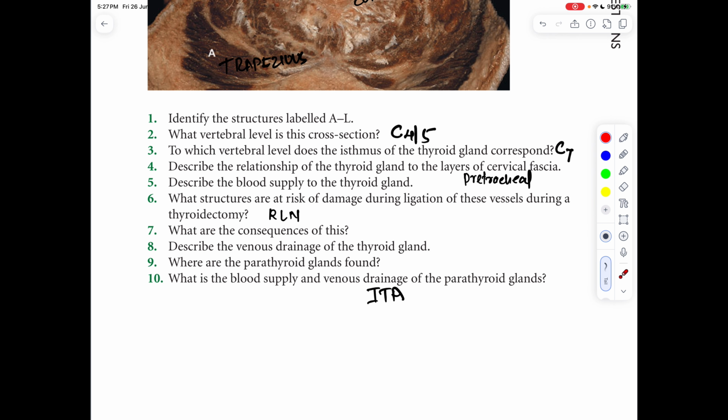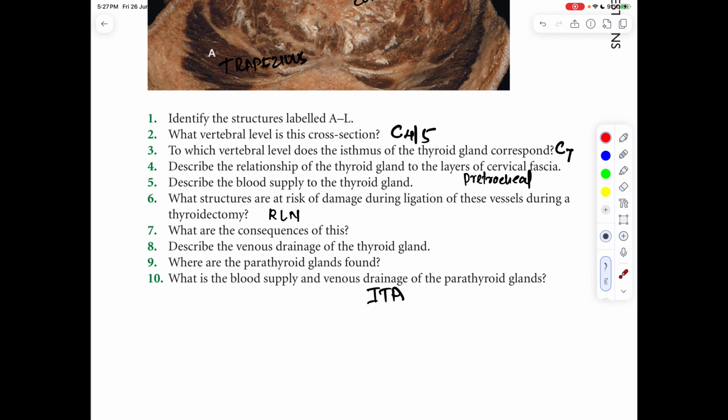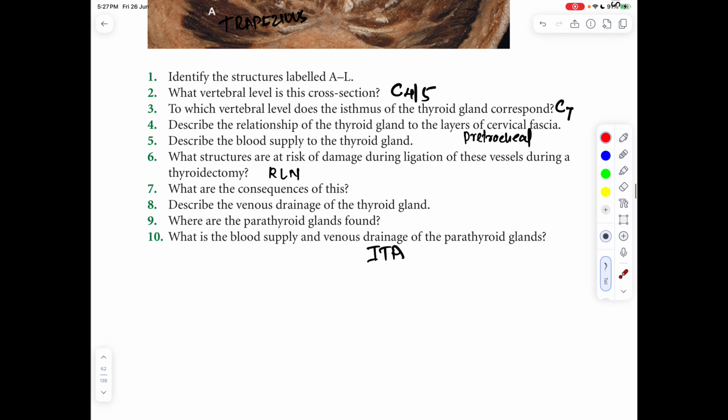A risk of damage during thyroidectomy is the recurrent laryngeal nerve. What is the consequence? There is a different voice, hoarseness of voice, difficulty in breathing, and stridor, and more so if unilateral or bilateral paralysis. Venous drainage. So venous drainage has got superior, middle, and inferior. Again, all go to the internal jugular vein.